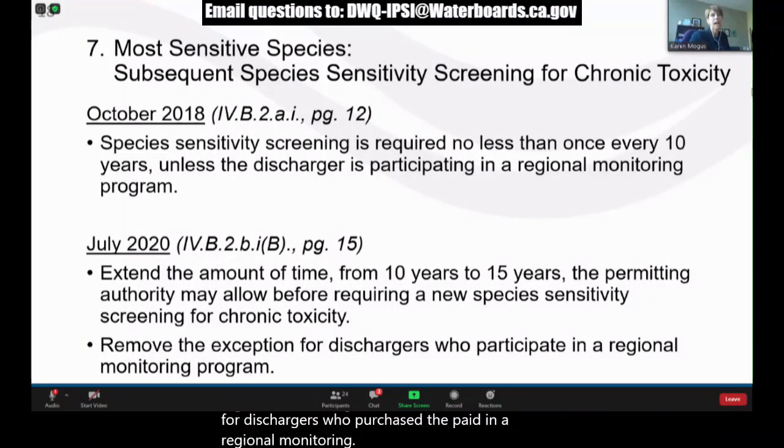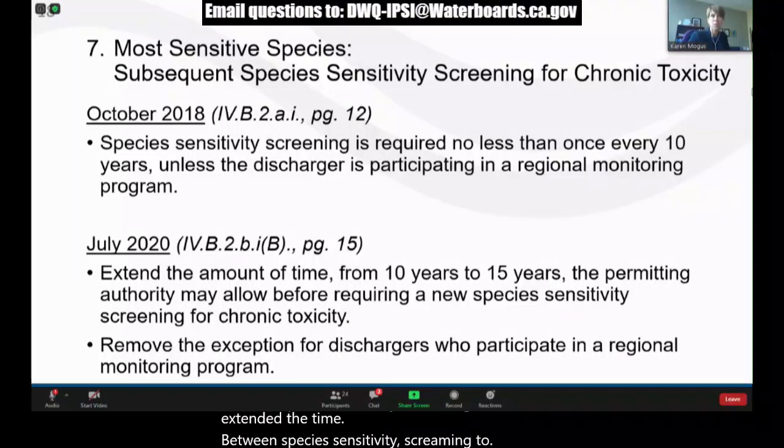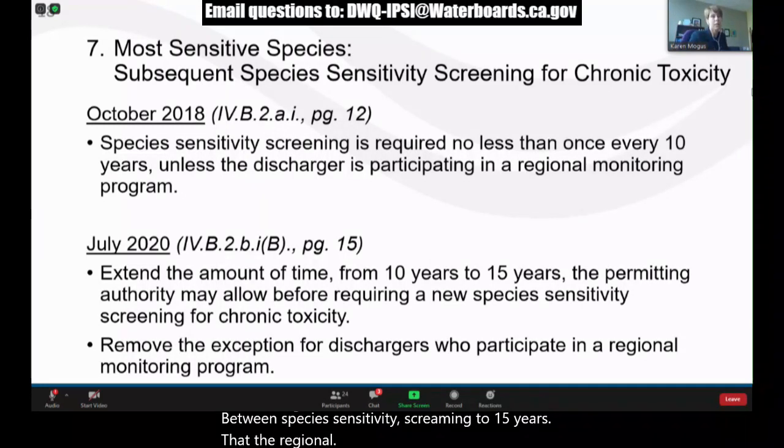And part of the rationale for that is that not all regional monitoring programs are the same. The requirements aren't the same. And so rather than giving a blanket exception, we've just extended the time between species sensitivity screening to 15 years that the regional board has the discretion to authorize. They do not have to allow that amount of time.